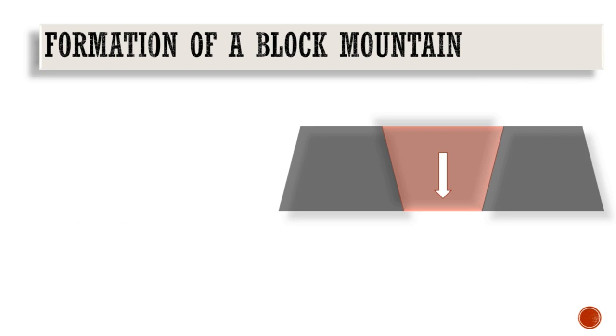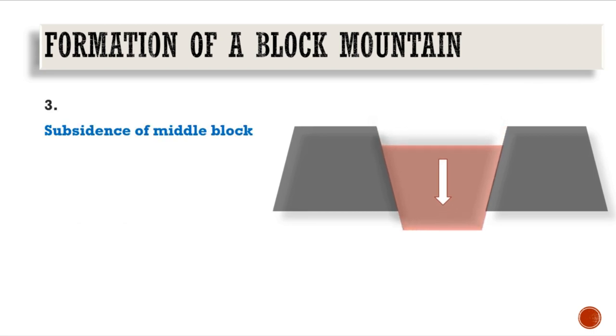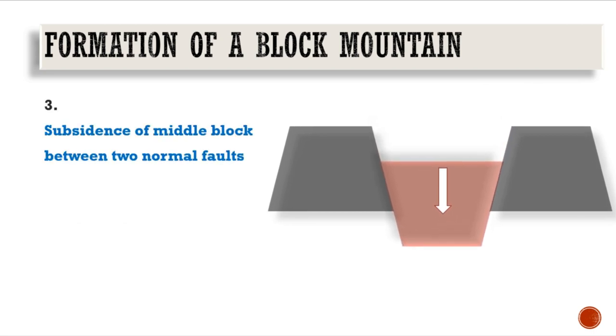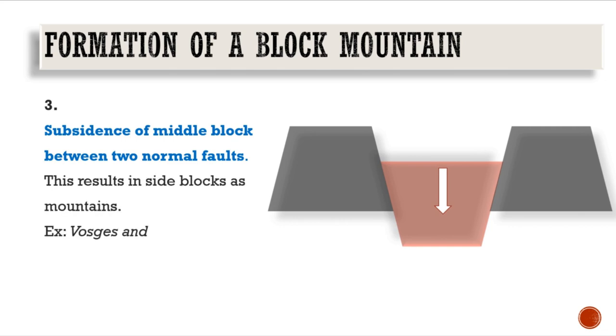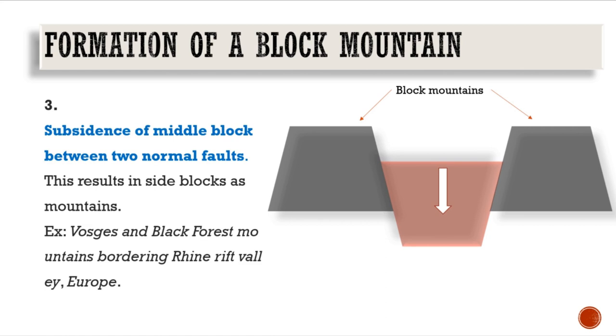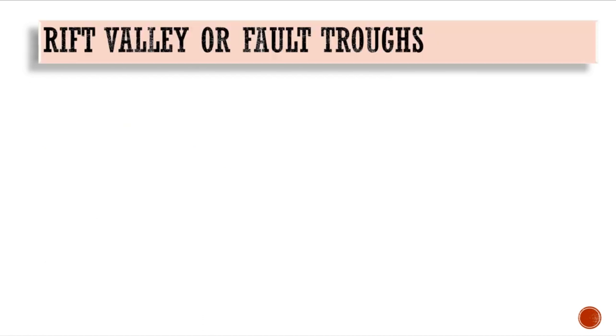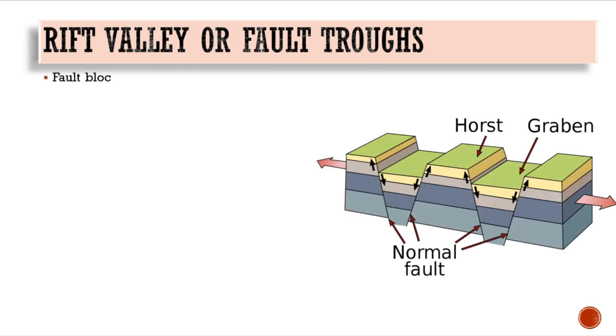And the third way is the subsidence of the middle block between two normal faults. This results in side blocks as mountains. For example, the Vosges and Black Forest mountains bordering the Rhine Rift Valley in Europe. The next landform feature produced by faulting is the Rift Valley or fault troughs.